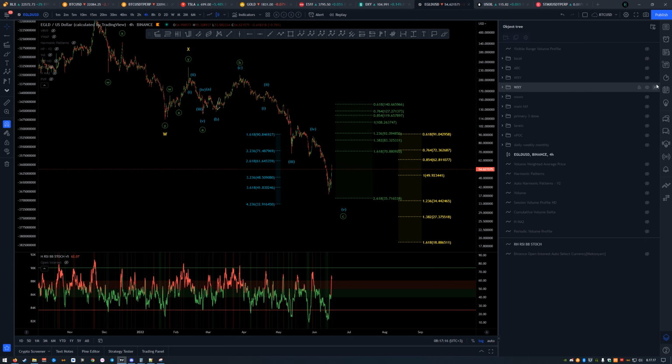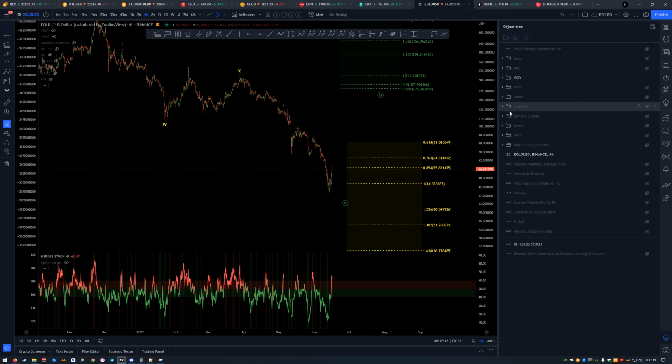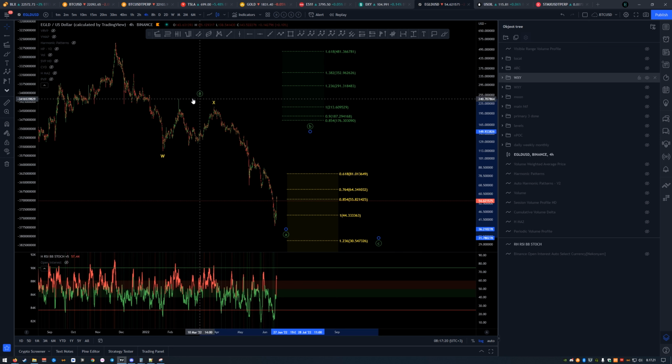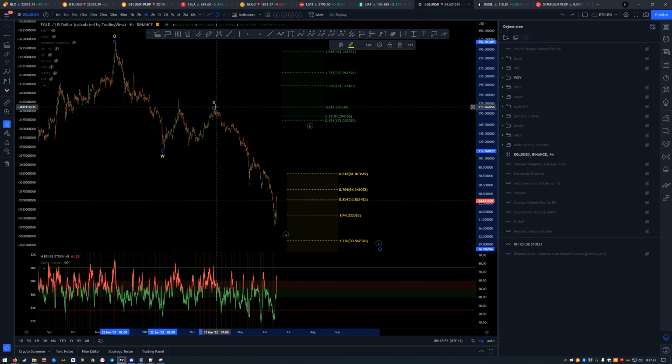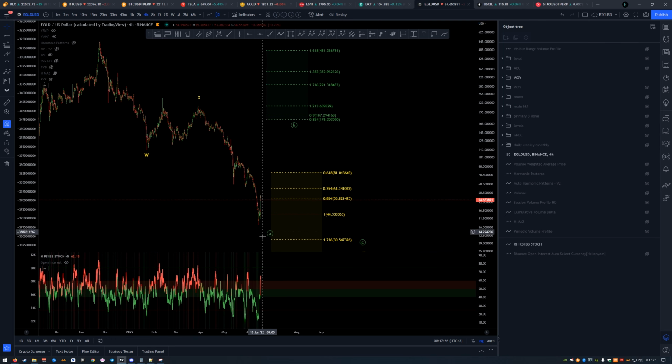But yeah, let's take a look at the other options here. Other one, instead of the X, whoops, instead of the X being here, we have it here. And now we would be looking at this as a 5-way move, whether it is finished or not.